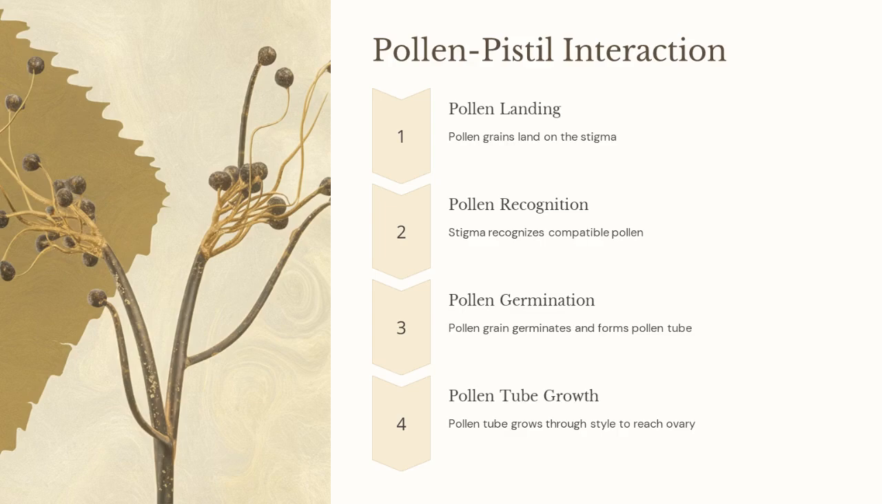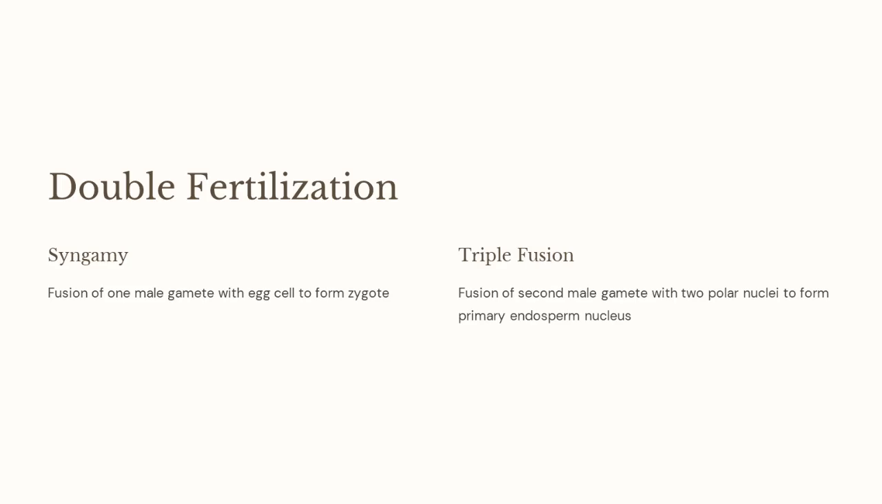Pollen grains land on the stigma, which recognizes compatible pollen. The pollen then germinates and forms a pollen tube, which grows through the style to reach the ovary. Double fertilization is a unique process in flowering plants. One male gamete fuses with the egg cell to form a zygote, while the second male gamete fuses with 2 polar nuclei to form the primary endosperm nucleus.